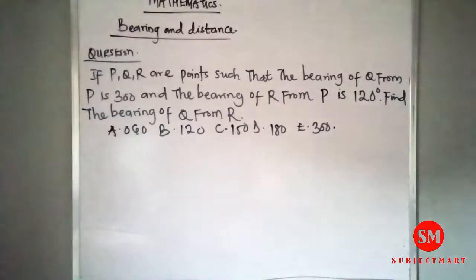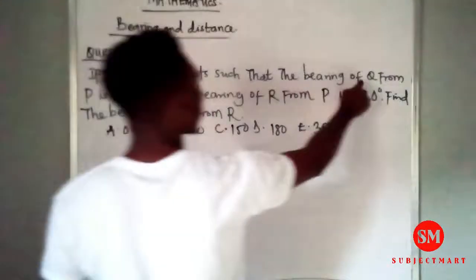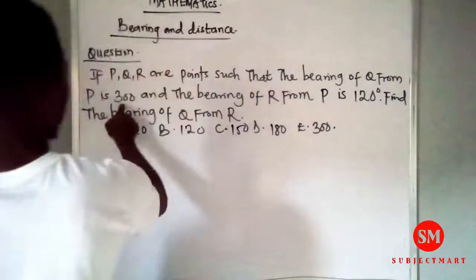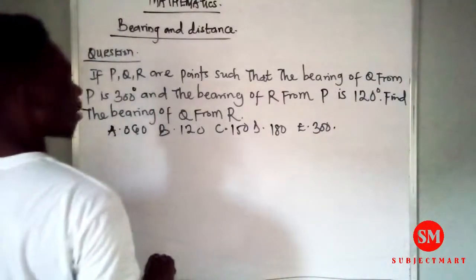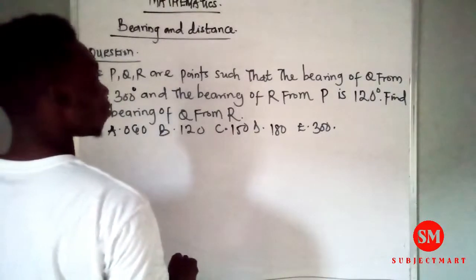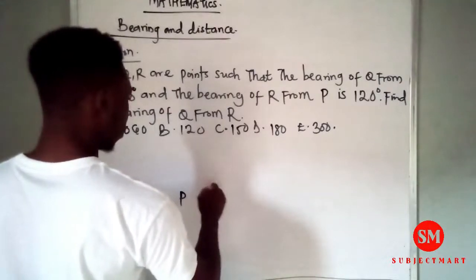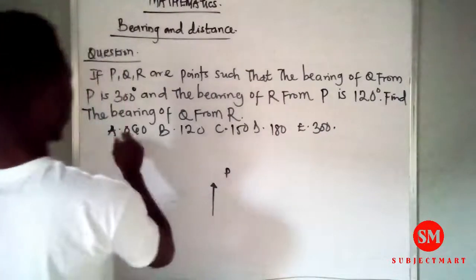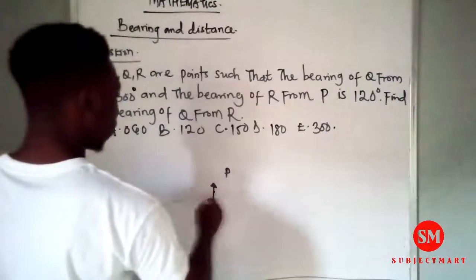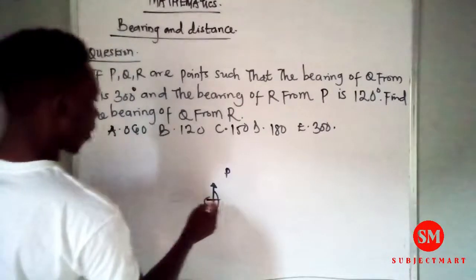Now, going to something a little bit more technical. This question said that if P, Q, and R are points such that the bearing of Q from P is 300 degrees. The bearing of Q from P. Now this is our P. Let's say this is our P. This is bearing. And they said the bearing of Q from P, for we're using 3 digits, is 300. So our 300 should be around here.